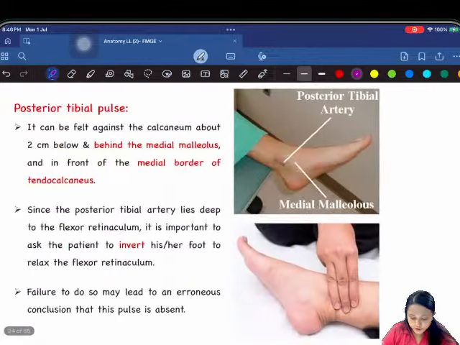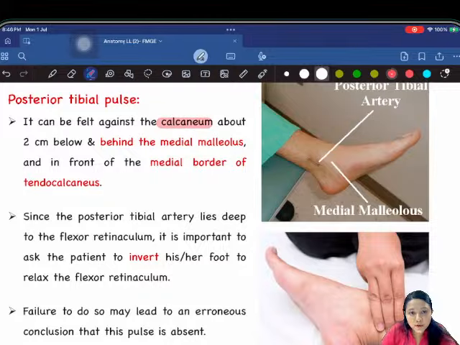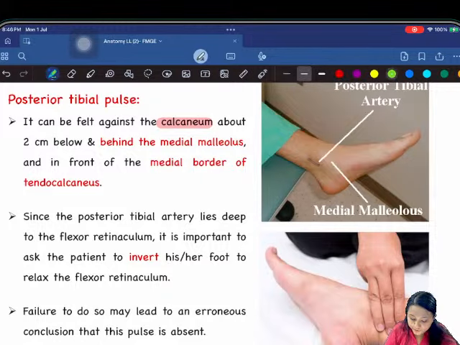Now let us come to the pulse. How do we feel the pulse? How do we feel the posterior tibial pulse? So this posterior tibial pulse can be felt against the calcaneum bone, okay, about 2 centimeter below. And the important part here is that it is felt behind the medial malleolus, okay, and in front of the medial border of tendocalcaneus. Very important to remember.